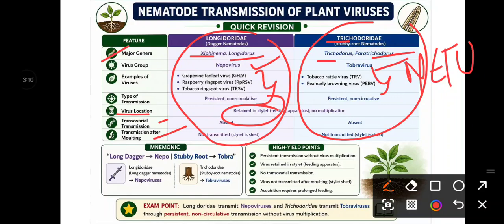So this is about nematode transmission of plant viruses. In the next class, we will discuss fungus transmission of plant viruses.